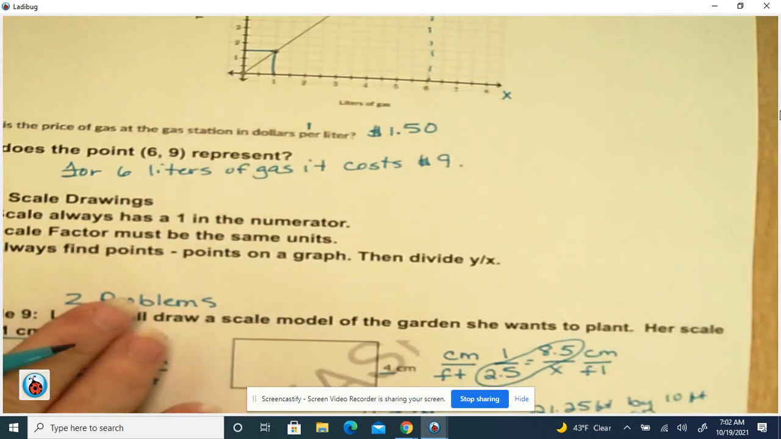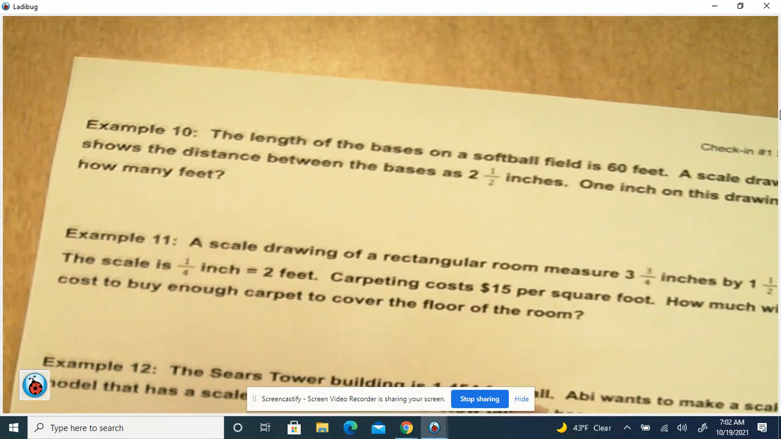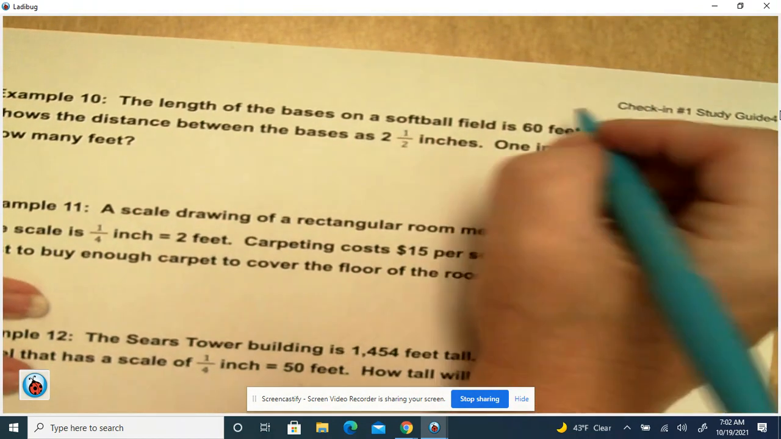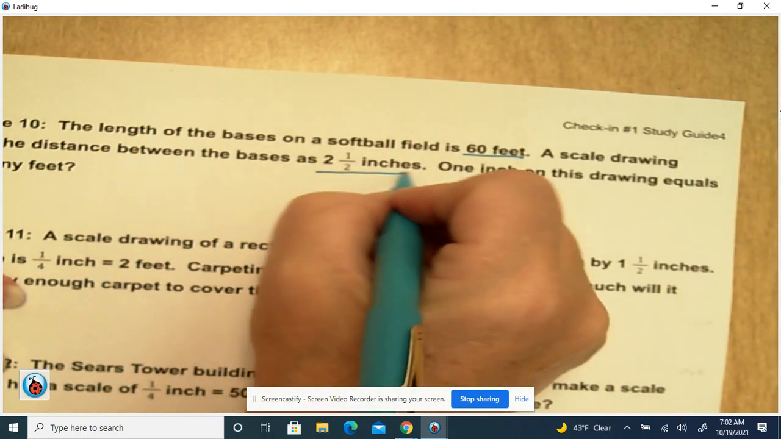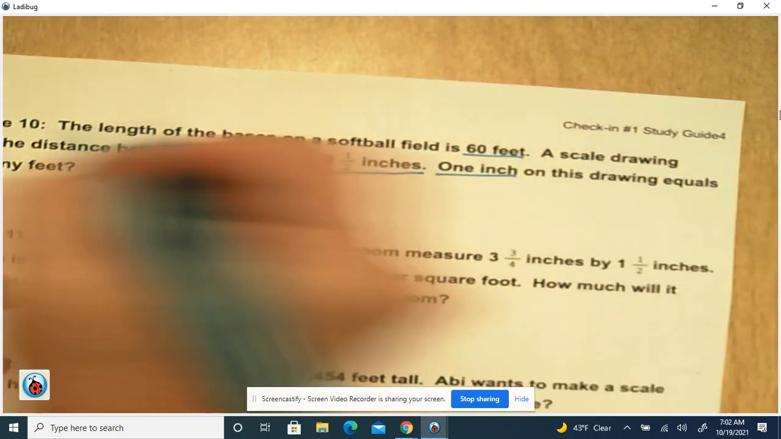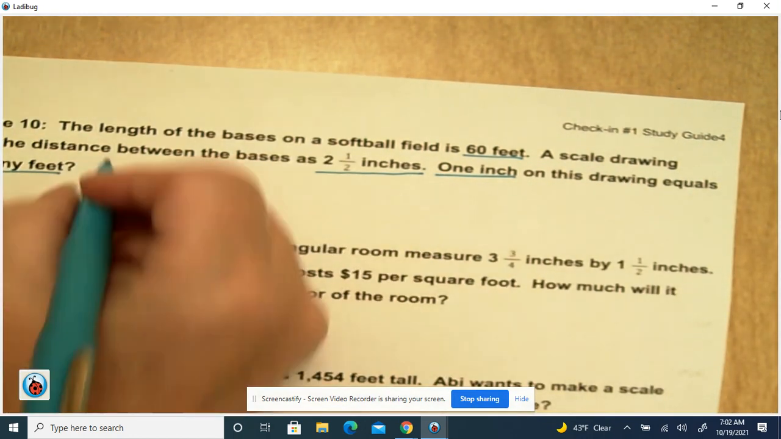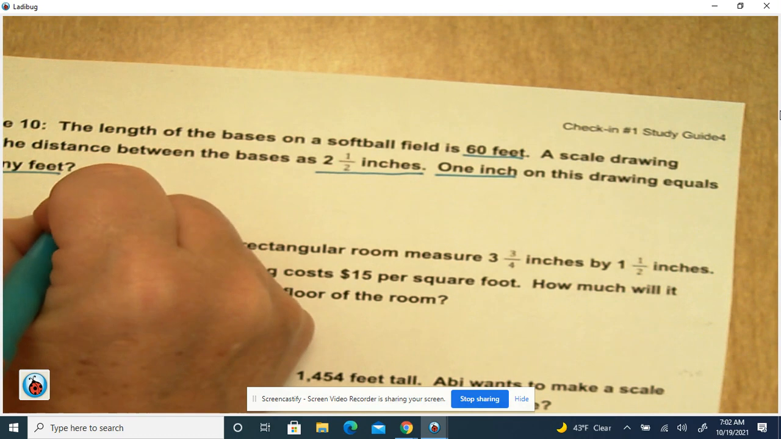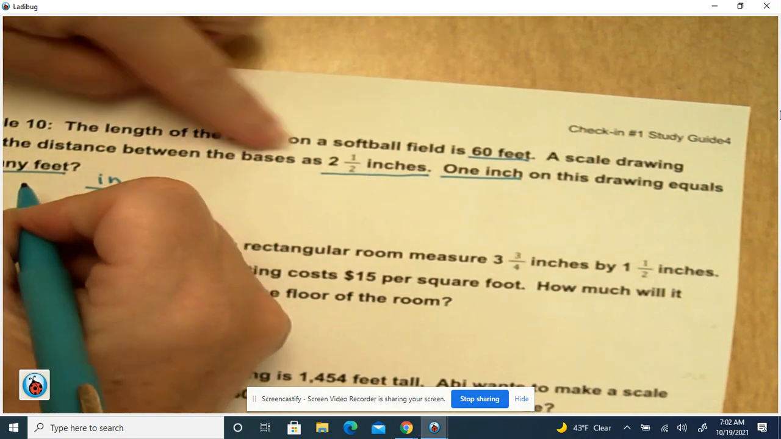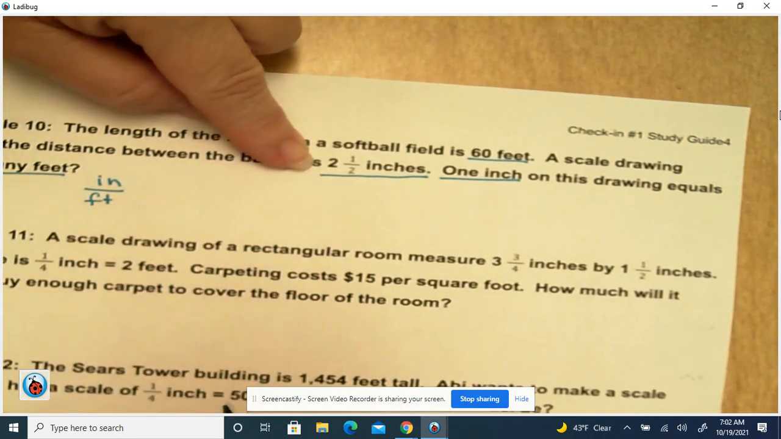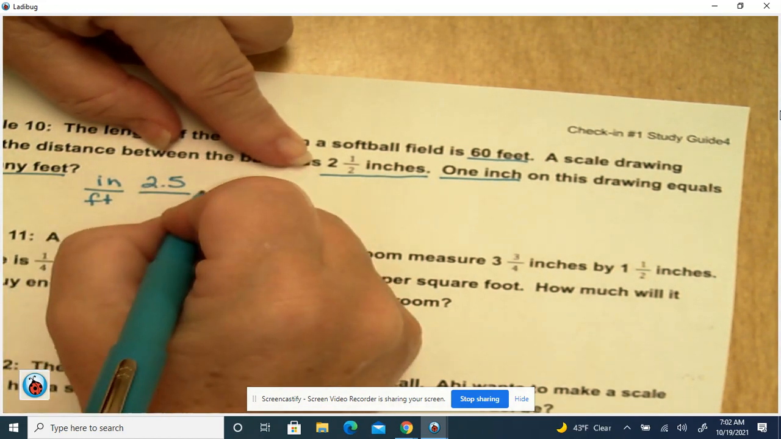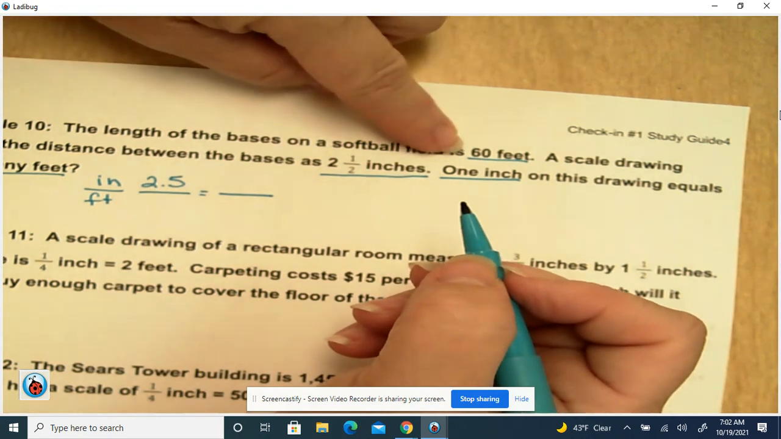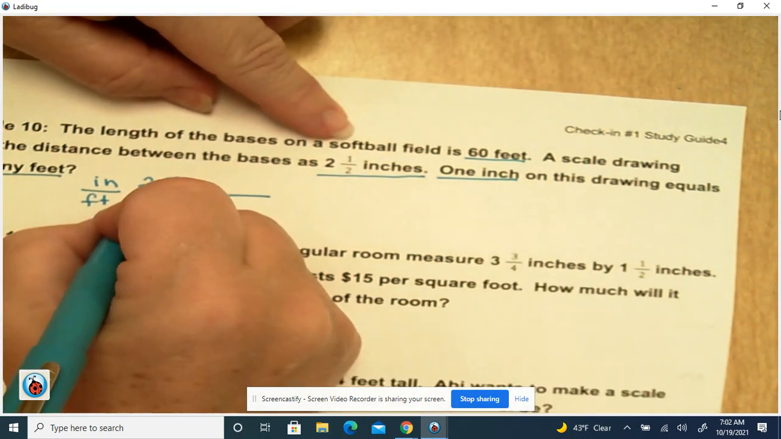Okay, second page. Example 10. The length of the bases on a softball field is 60 feet. A scale drawing shows the distance between the bases as 2.5 inches. 1 inch on this drawing equals how many feet? Okay, so our scale or our units are inches and feet. And on the scale, the distance is 2.5 inches. So I'm going to make that 2.5 because 1/2 as a decimal is 0.5. And then the feet, the actual feet representative of that is 60.